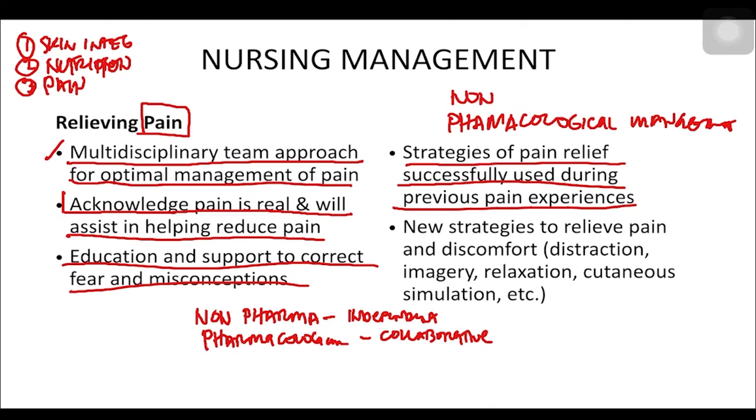If that doesn't work, check the pharmacological management. What pain relievers work with him? What pain relievers did not work with him during the past pain experiences? So that's management of your pain via strategies. And if ever things would not work out, think of new strategies to relieve pain and discomfort. So it's here already: distraction, imagery, relaxation, continuous, and stimulation.